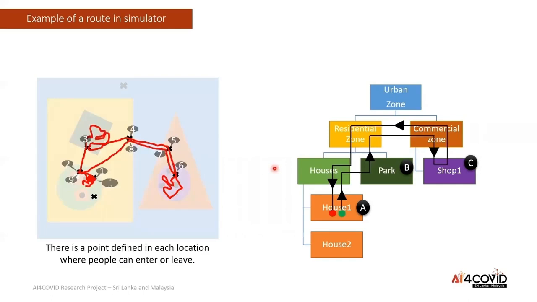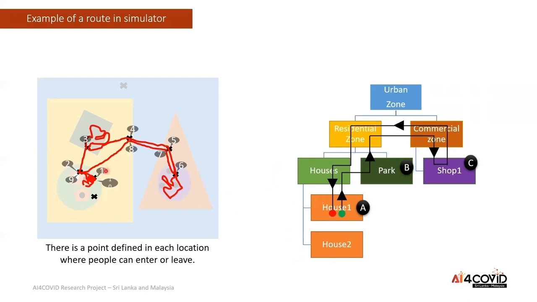So what happens here is there's a specific route that he can take in the location tree structure. From the house 1 he's going to the parent of that tree node, which is the houses section. After that he will go to the park, and he will go to the residential zone, and he will go to the commercial zone, and he will go to the shop 1, and he will come back to house. So this is the basic route that they're going to take if we give different destinations in the simulated environment.